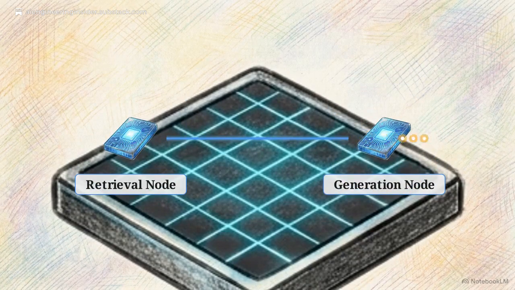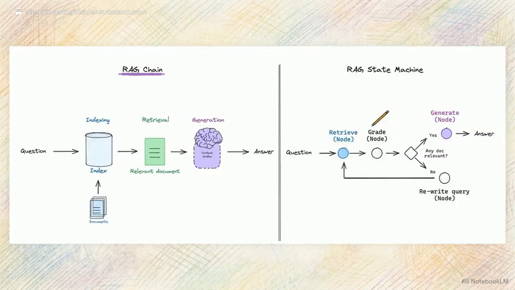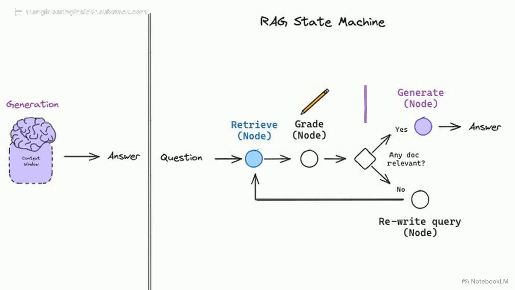This diagram compares a traditional RAG setup with a stateful graph architecture. A traditional chain pushes data linearly. A LangGraph setup allows us to implement conditional routing, deciding on the fly which path the data should take.